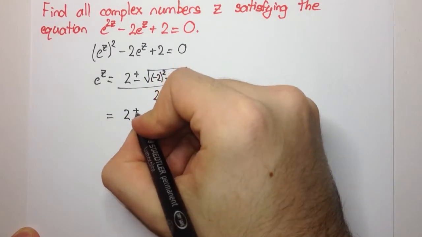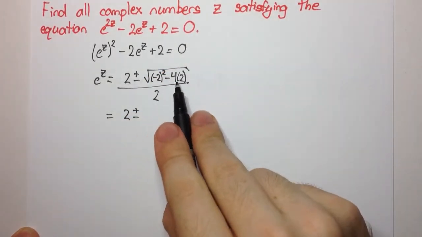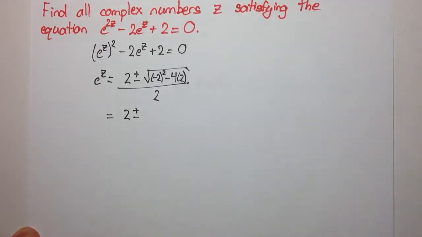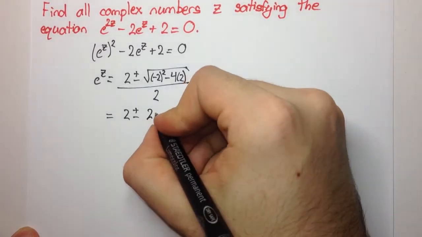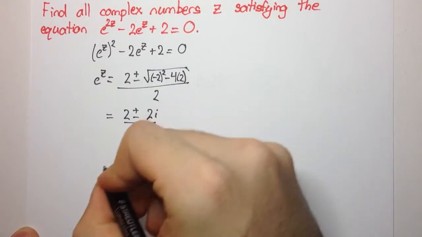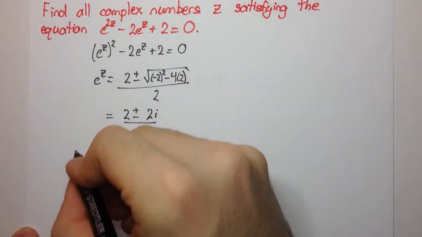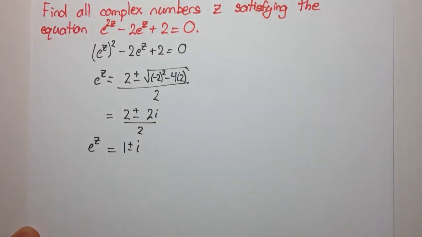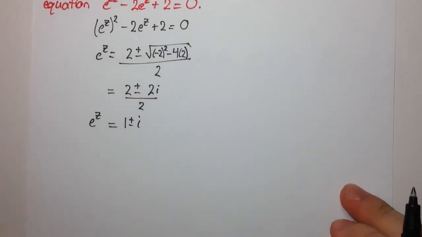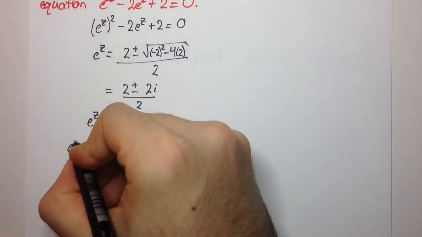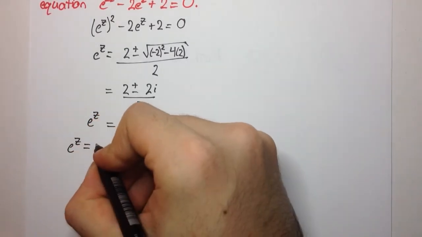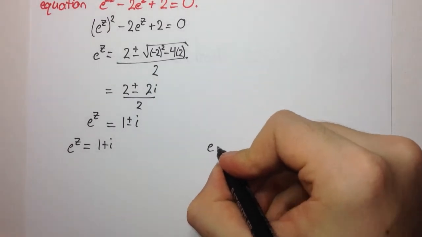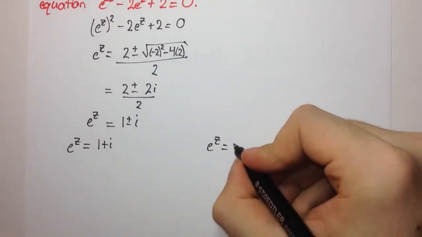Okay, we can simplify this. This is going to be 4 minus 8, which is minus 4. And so we have the square root of minus 4, which is 2i, divided by 2. And so we have that e to the z is equal to 1 plus or minus i. Okay, so we're going to have two separate equations now. e to the z equals 1 plus i, and e to the z equals 1 minus i.